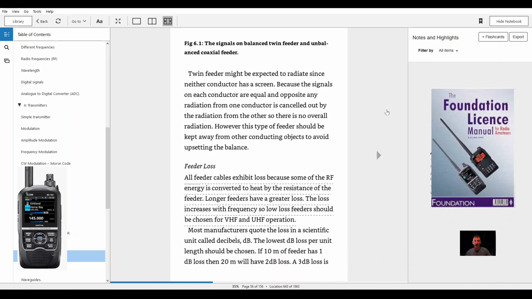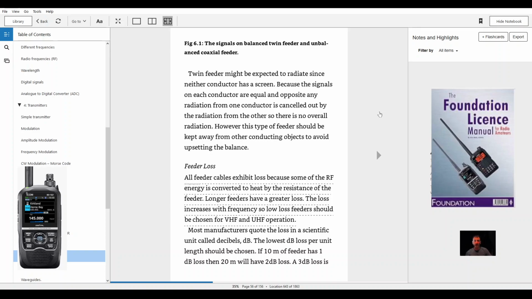Twin feeder might be expected to radiate since neither conductor has a screen. Because the signals on each conductor are equal and opposite, any radiation from one conductor is cancelled out by the radiation from the other, so there is no overall radiation. However, this type of feeder should be kept away from other conductors or objects to avoid upsetting the balance.